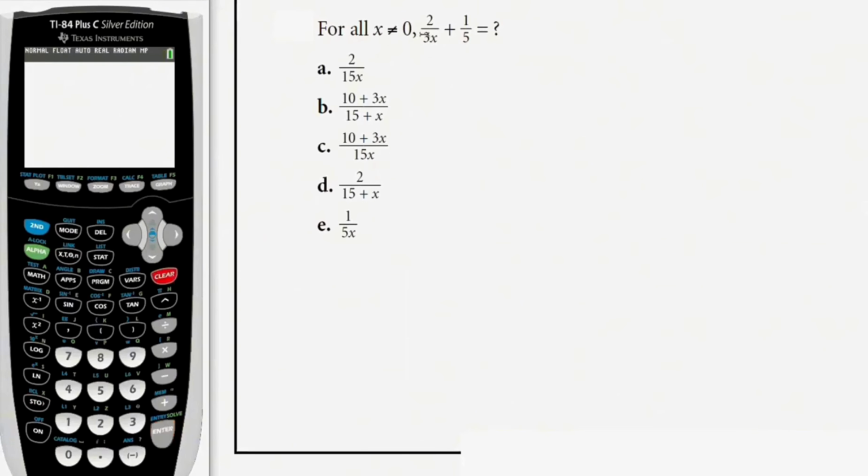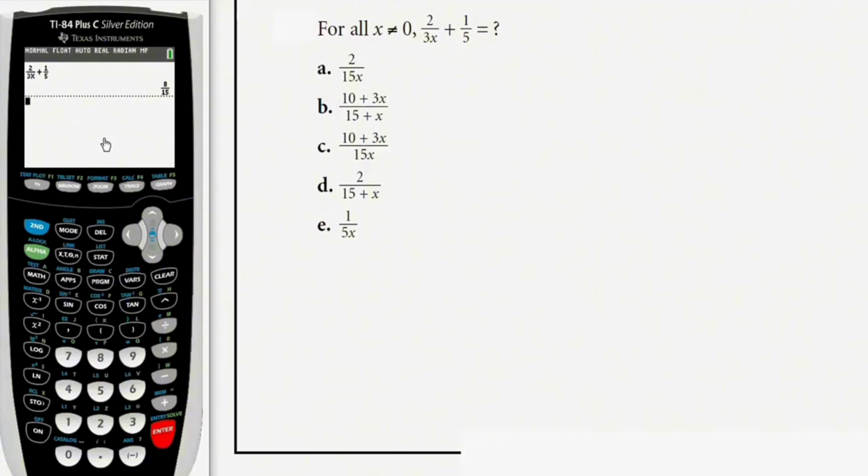So let's simplify this algebraic fraction. So we have in fraction, alpha window for fraction, then fraction option 1, we have 2 over 3x. Alright, then we have plus a fraction again. Okay, we have 1 over 5. So that's it guys, press enter. So we have 8 over 15.